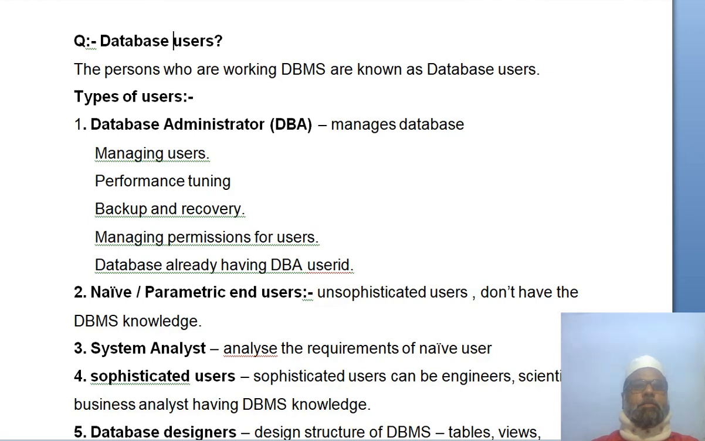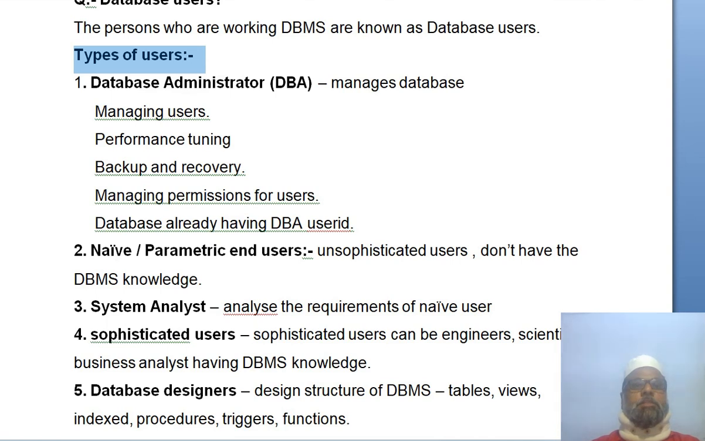from the database. Database users are classified into various types. The first one is the database administrator. The database administrator is a person who manages the database management system in the organization. The main roles of the database administrator: the first one is managing users. Managing users means creating users, assigning passwords to the users and deleting users. All of these come under managing users.